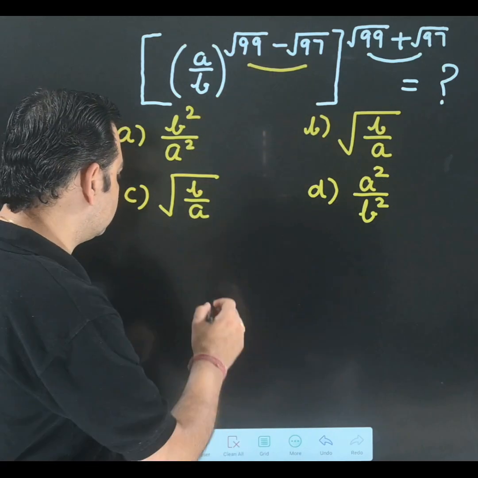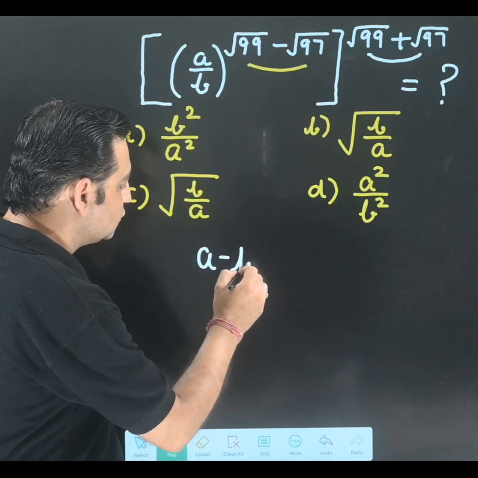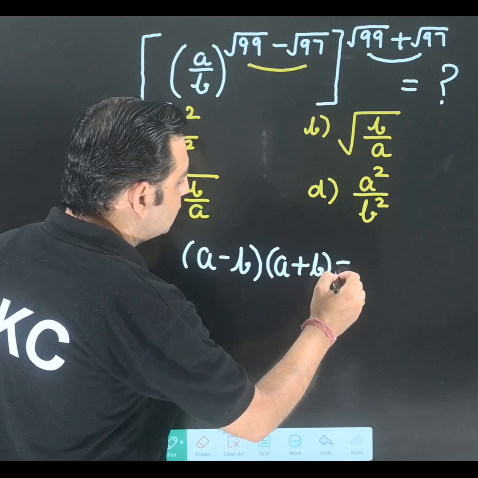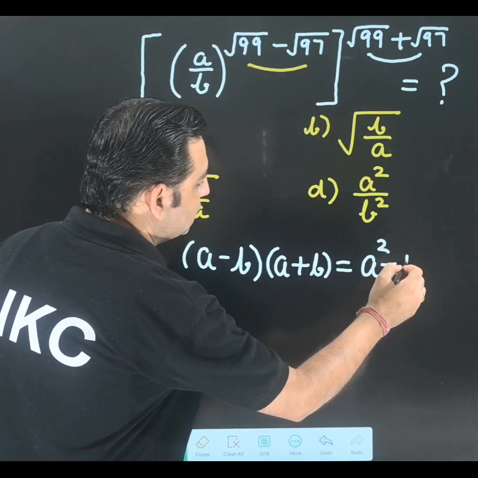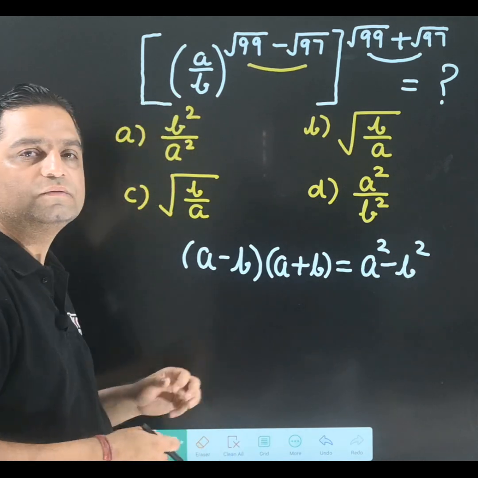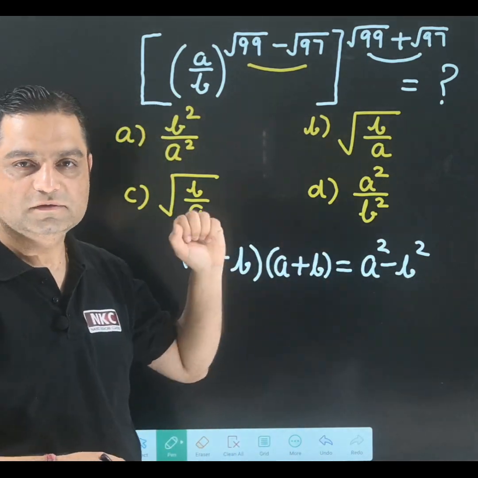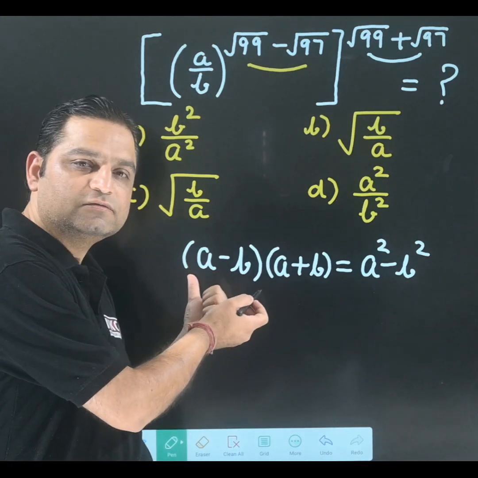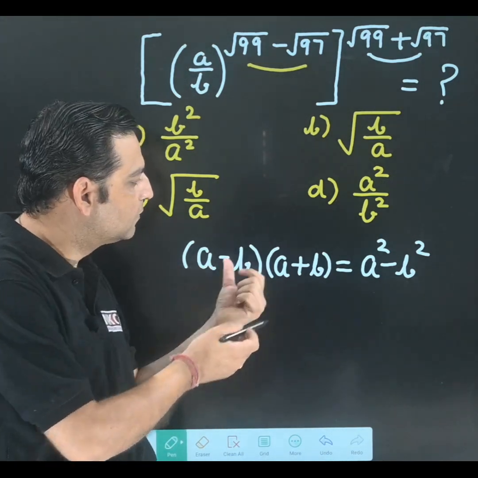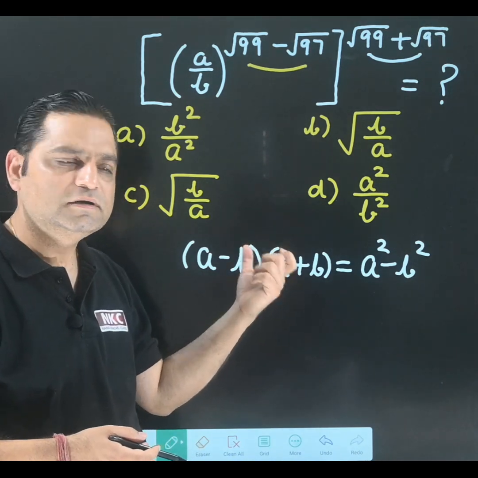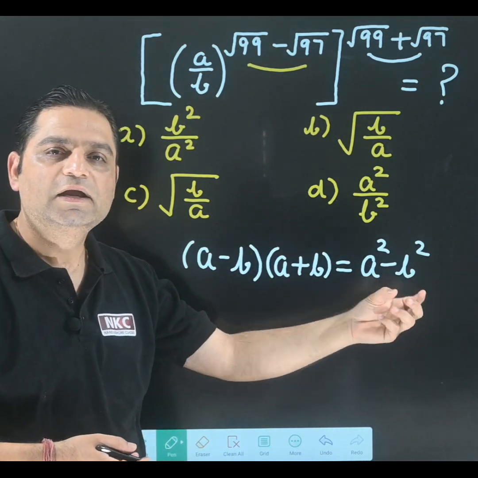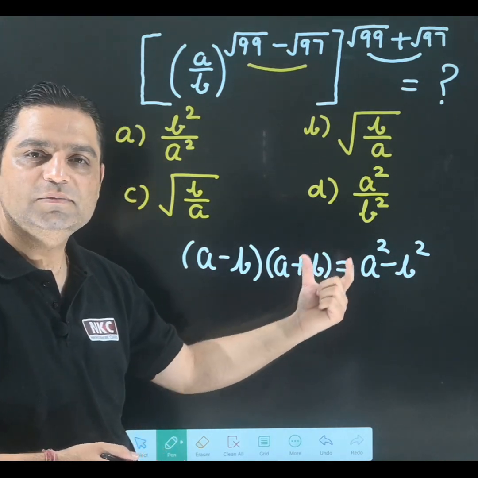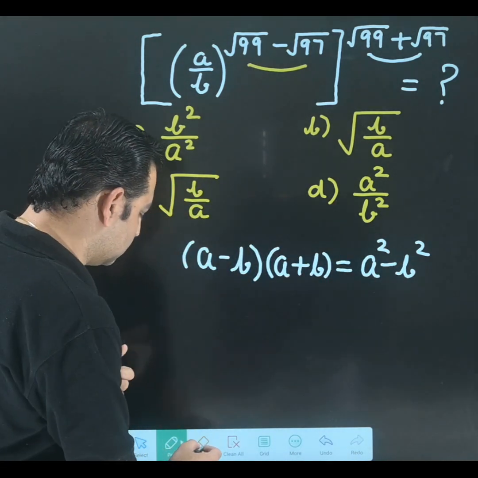Let me write its formula as well. Multiplication of a minus b and a plus b. This algebraic identity says this is equal to a square minus b square. You can multiply both brackets as well, these both parentheses. But if we have learned the formula, the question becomes easy and a quick answer can be found. So I'm going to use (a minus b)(a plus b) equal to a square minus b square.